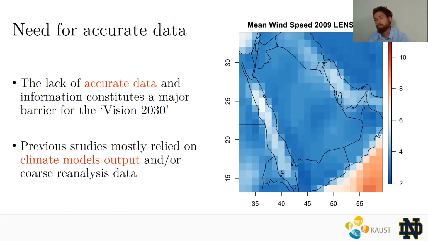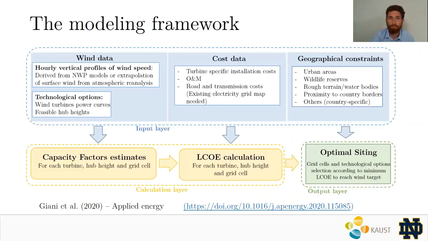So we have some previous studies in Saudi Arabia. There are some few observations, so a few monitoring sites that measure wind speed across Saudi Arabia, but it's definitely not enough to reconstruct the whole map. We have some studies that relied on climate models output. We have some studies that relied on coarser analysis data, but there is still the need of more and more accurate data to actually have this kind of actionable recommendations that the government eventually can take as very valuable information to plan the wind energy infrastructure.